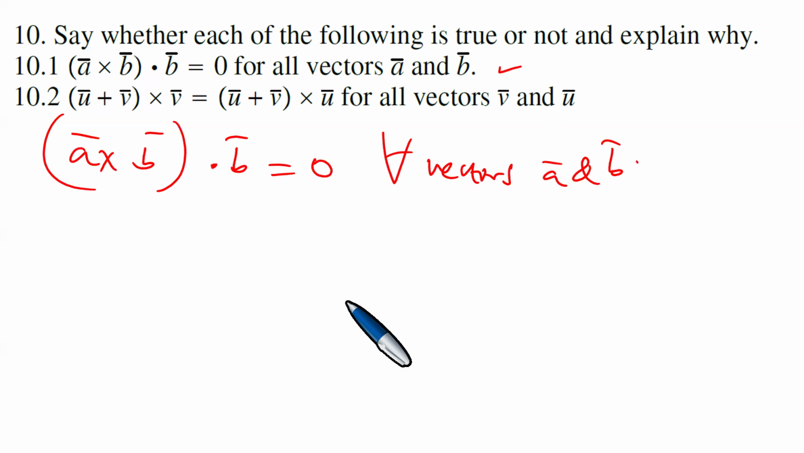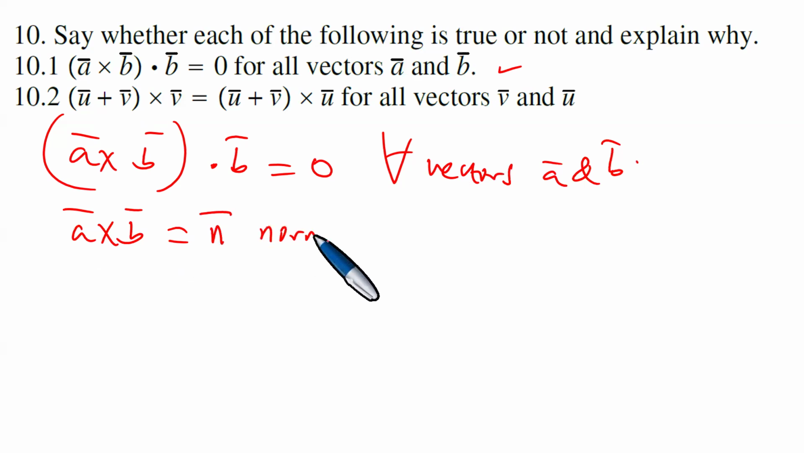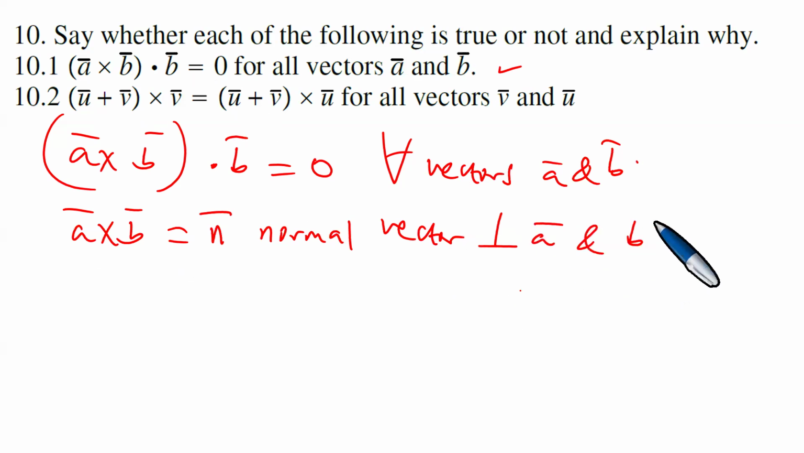But sometimes I know I do the most uncomfortable of things. Okay, let me first do it because I don't want you to feel uncomfortable. I want you to be comfortable. Right, first things first, we said that A cross B would be equal to a normal vector that is perpendicular to vector A and vector B, respectively.